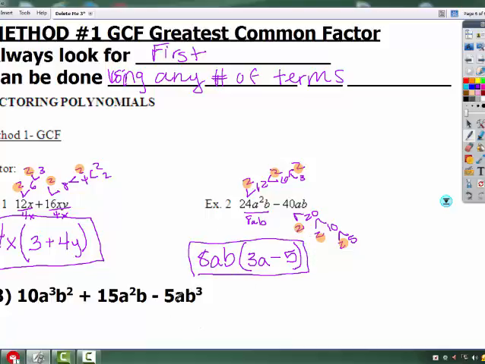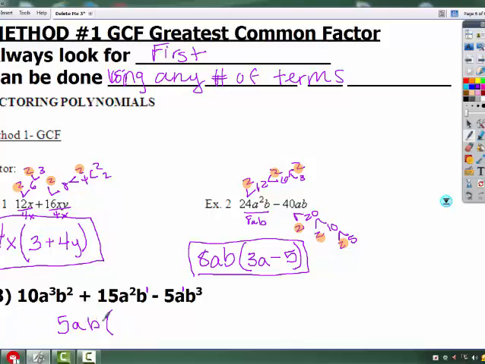It works the same way with 3 terms. I know this one isn't in your notes packet, but I just put it down here. As I'm looking at the numbers, my GCF is 5, then a, b. Since this one's a to the first and this one's b to the first, those are our smallest variables. Those are the ones that become part of our GCF. And then it works exactly the same way.